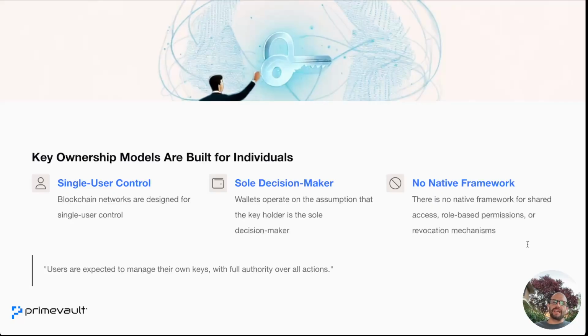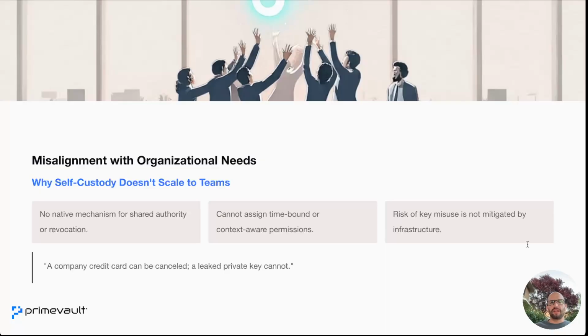Essentially, the problem is that at an architectural level, crypto is really designed for individuals who have individual authority over their own funds, and it's not really designed for groups who are trying to coordinate with one another. For example, imagine a traditional situation where you've got a company credit card. It's reasonable to take that credit card and just hand it to your intern when they go down to a restaurant to get lunch for the team.